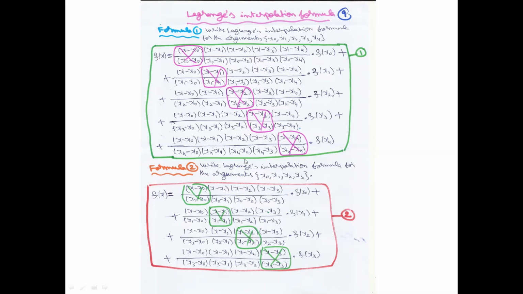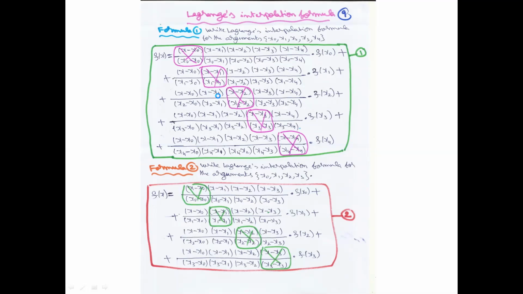In the same manner, for formula 2, we have to write down the Lagrange's interpolation formula for the arguments x0 to x3, with f of x0, f of x1, f of x2, f of x3. In the numerator, in each factor, the first term is common. The second terms are x0, x1, x2, x3. In the denominator, x0 in the first term, x1 in the second term, x2 in the third term, and x3 in the fourth term. This is the way of remembering and writing the Lagrange's interpolation formula.